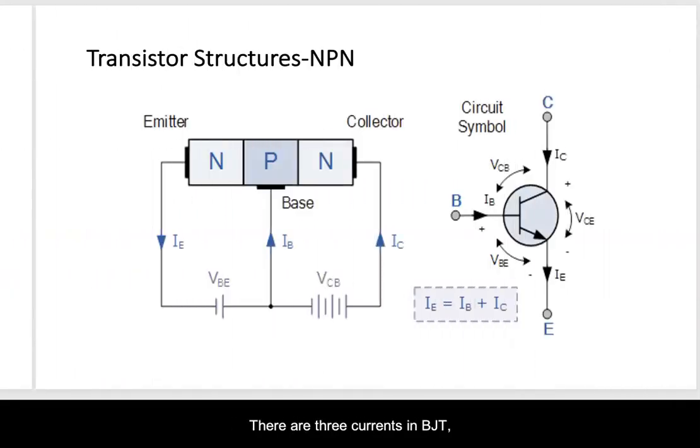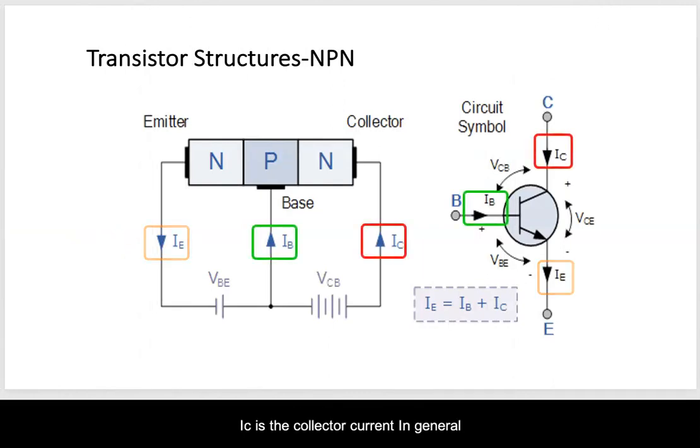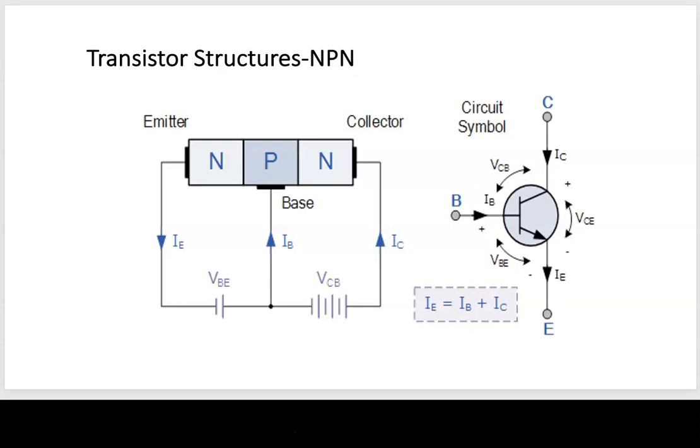There are three currents in BJT. IE is the emitter current, IB is the base current, and IC is the collector current. In general, the IE has the greatest current value than the other currents. The currents' direction in an NPN-BJT are the opposite of those in PNP. BJT is a current control device, and in normal condition, the values of IE and IC vary directly with the value of IB, which means an increase or decrease in the value of IB will cause similar changes in IC and IE.